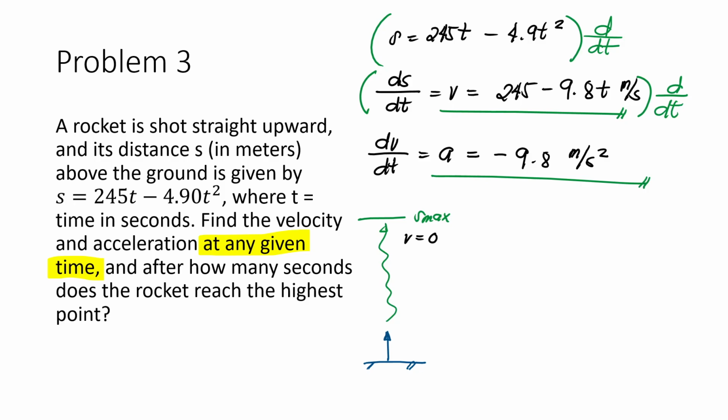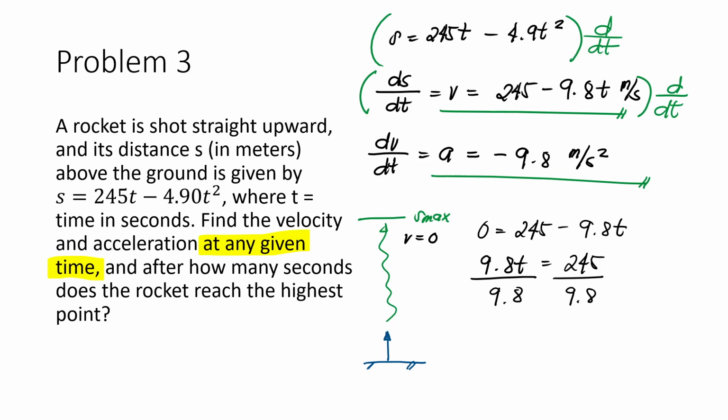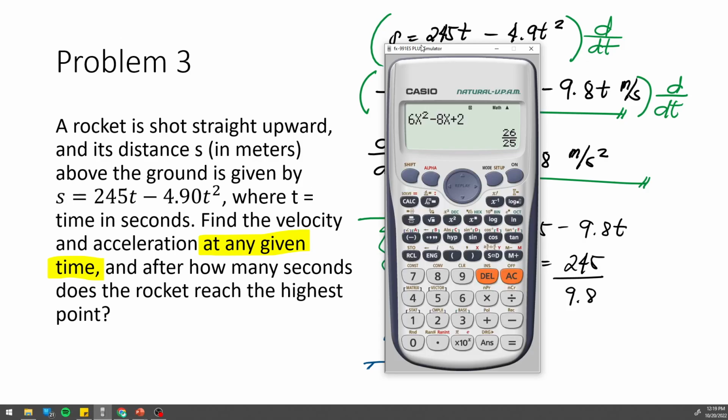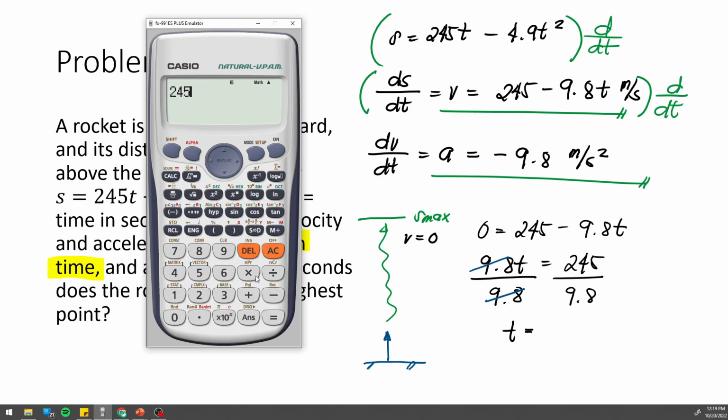So we can equate the velocity to 0 to get the time at which the velocity is equal to 0. So we have 0 equals 245 minus 9.8t. Moving the 9.8t to the other side, 9.8t is equal to 245. Divide both sides by 9.8. This will cancel. So therefore, t is now equal to, let's get our calculator, 245 divided by 9.8. That is 25 seconds. So meaning after 25 seconds, it has reached the maximum height.